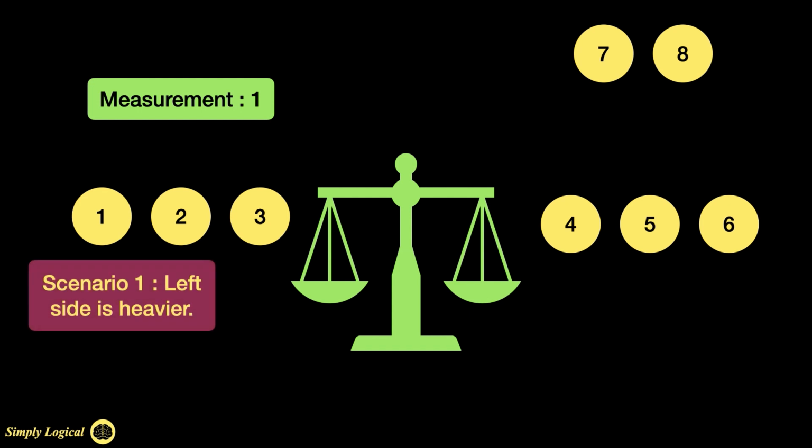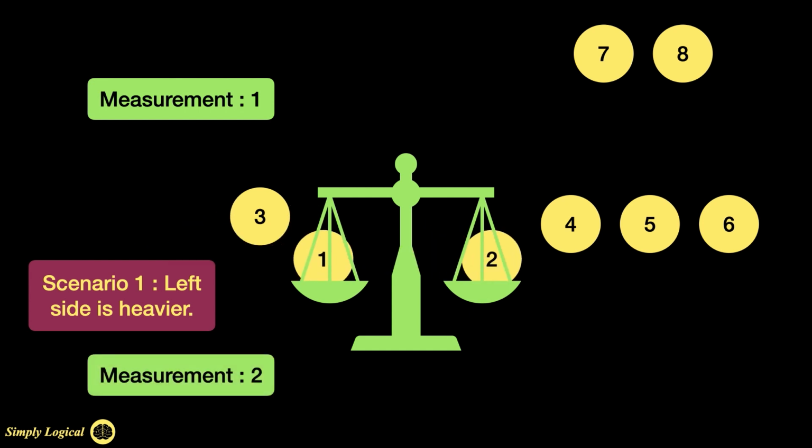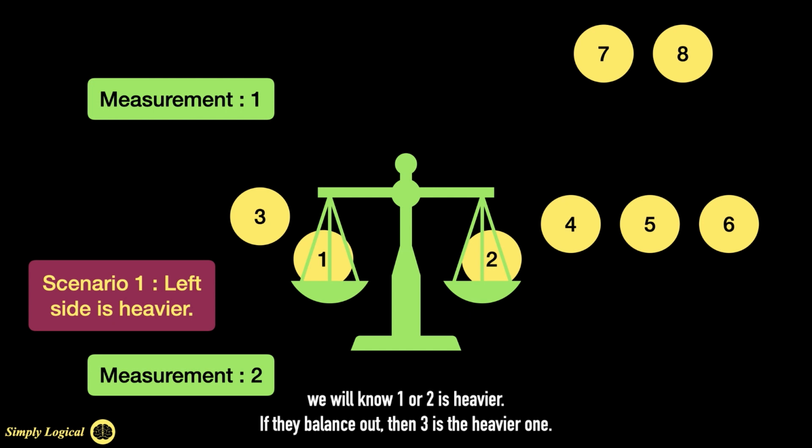Let's consider scenario 1. If the left side is heavier, then we know that one of 1, 2 or 3 is the heavier ball. Now in the second measurement, weigh 1 on the left and 2 on the right. We will know if 1 or 2 is heavier. If they balance out, then 3 is the heavier one. Thus, the heavier ball is identified by exactly two measurements in this scenario.